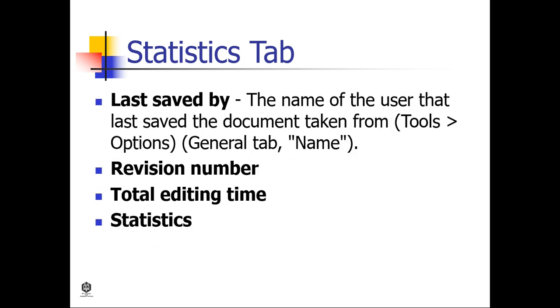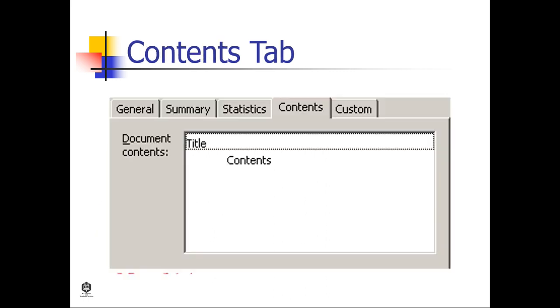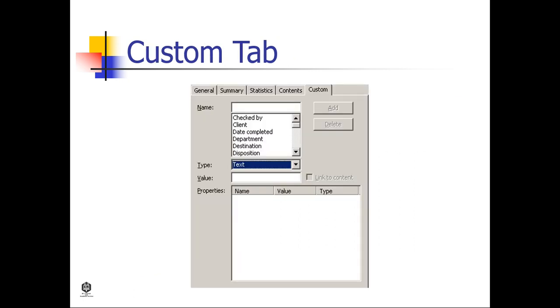Last saved by is the name of the user that last saved the document, taken from Tools, then Options or General tab, the name. Followed by revision number, total editing time, and statistics. Here's an example of the Contents tab. And then the Custom tab.